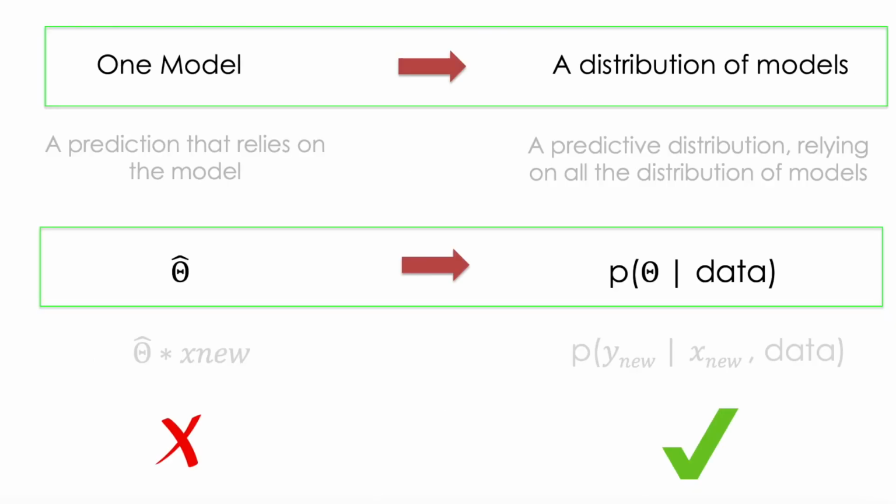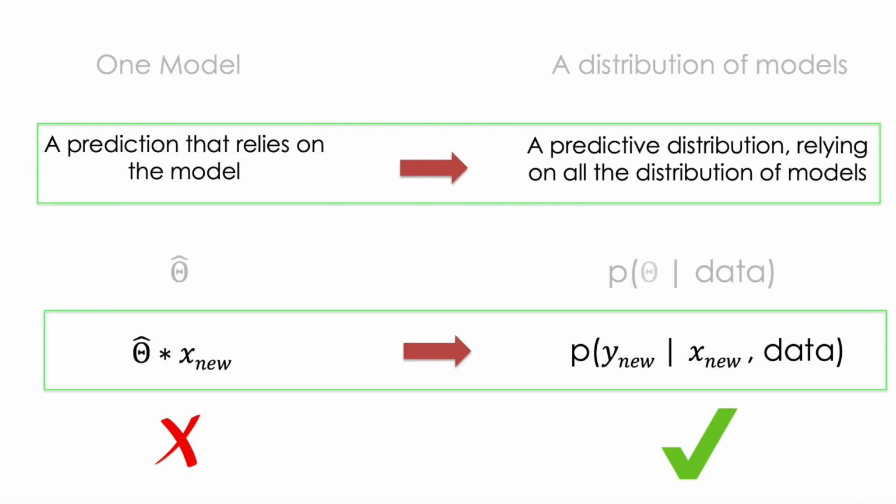Okay, so summarizing again, instead of one model, we have a distribution of models, and instead of one theta, we have a distribution for theta. From a prediction perspective, instead of having one prediction that relies on one model in particular, we're going to have a predictive distribution that relies on all the models inside the distribution. And instead of predicting by just multiplying the parameters times the new data point, we're going to have a probability of the output given our data point. So it's a much richer representation for our prediction.